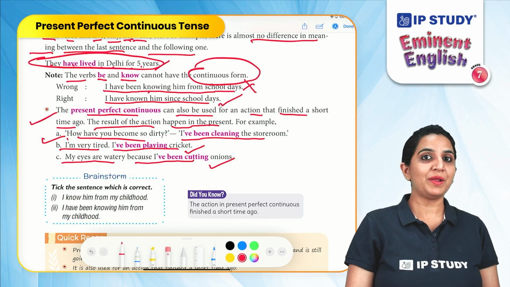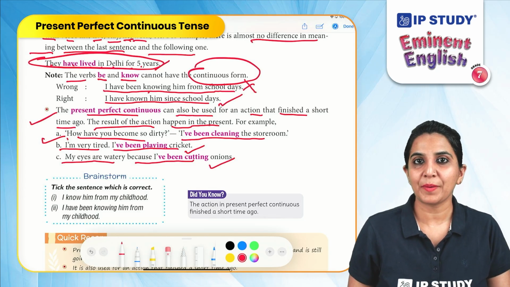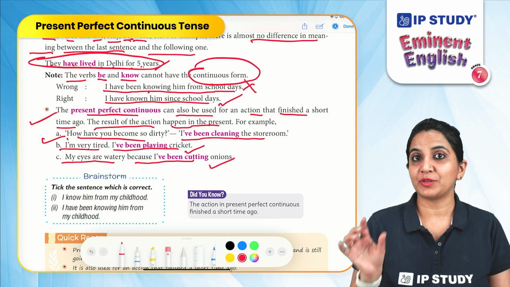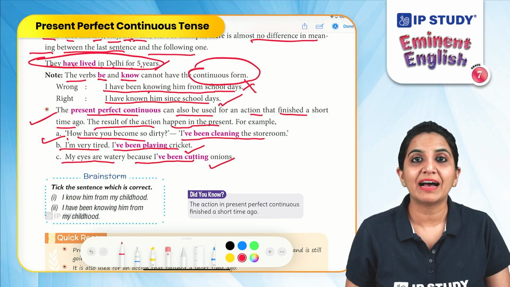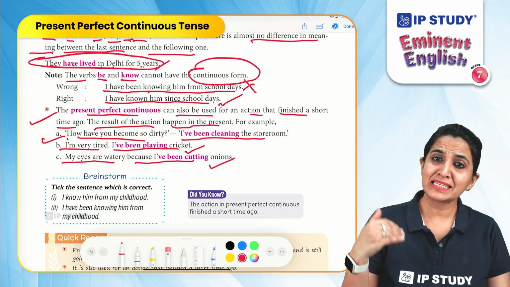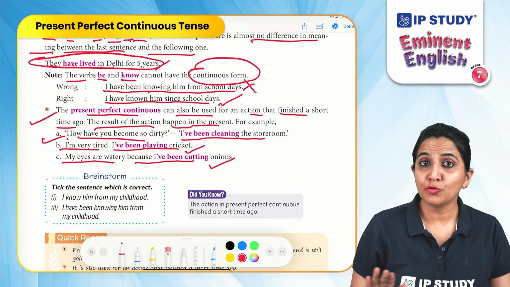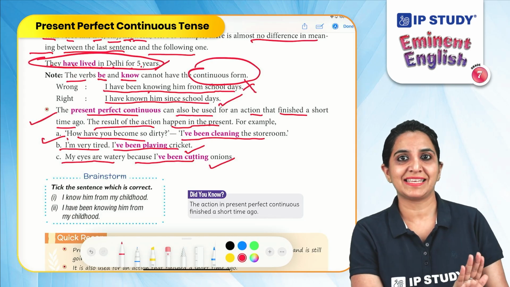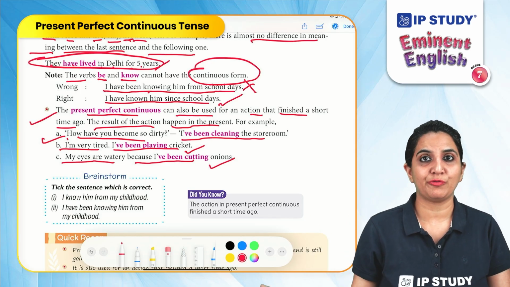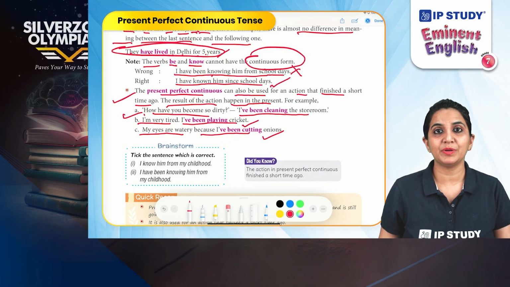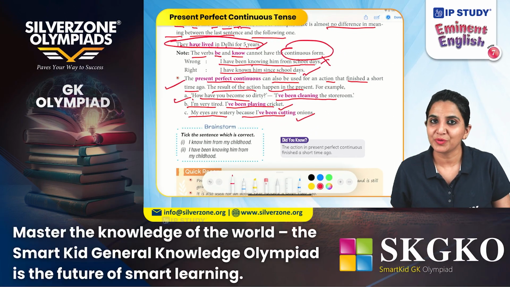So that was all about the present perfect continuous tense. Always remember the rules for making the present perfect tense. We use has or have with the subject. Similarly, with present perfect continuous tense, the rule of present perfect will remain the same, but we will just add been and the ing form of the verb. For example, they have been traveling in Europe for the past few weeks.